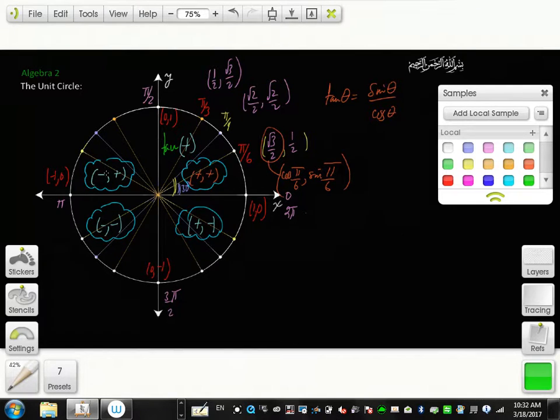In the second quadrant, the cosine is negative, sine is positive, so the tangent will be negative. In the third quadrant, tangent will be positive, and in the fourth quadrant, tangent will be negative. Okay? Now, that's pretty intuitive. You can derive it, right?